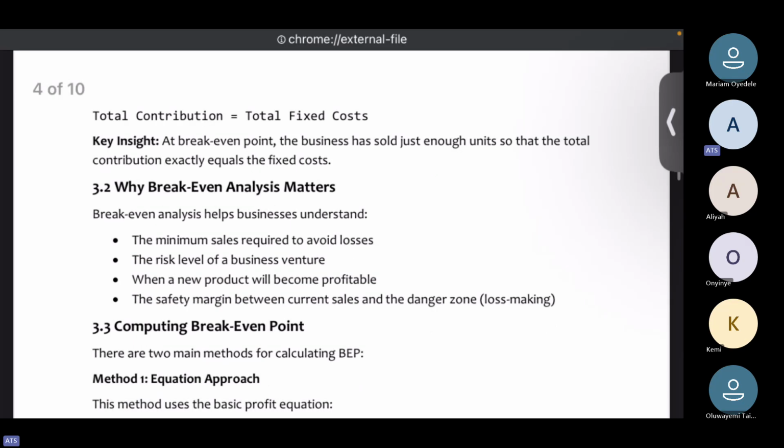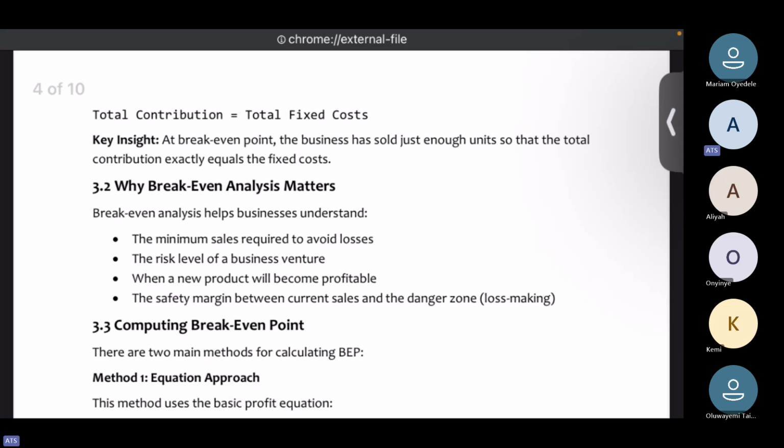It also helps to understand the risk level of a business venture, right? So you want to know how risky your business is, because it is little by little. By the time you start making losses, it leads to a thing where you are not liquid again, you become bankrupt, and you have to close up the business. Do you understand? Then it also helps you to understand when a new product will become profitable.